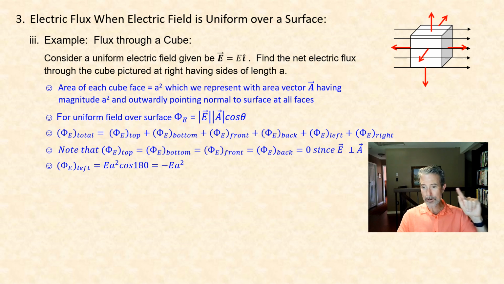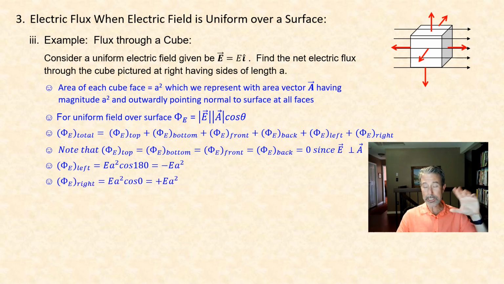In this case here, be careful, notice that the electric field is directed in the positive x direction to the right here, let's say, but notice for the left side of the cube, the area vector is directed left. In other words, the angle between these two vectors is 180 degrees, in which case the flux through the left-hand side of that cube is minus E times A squared.